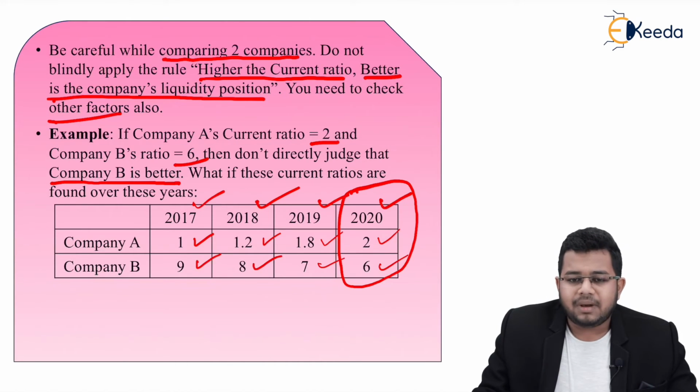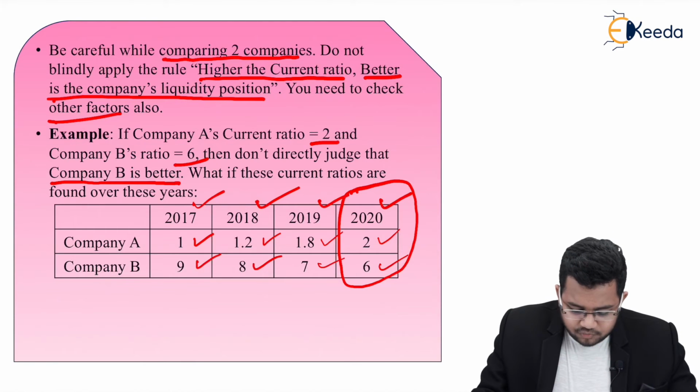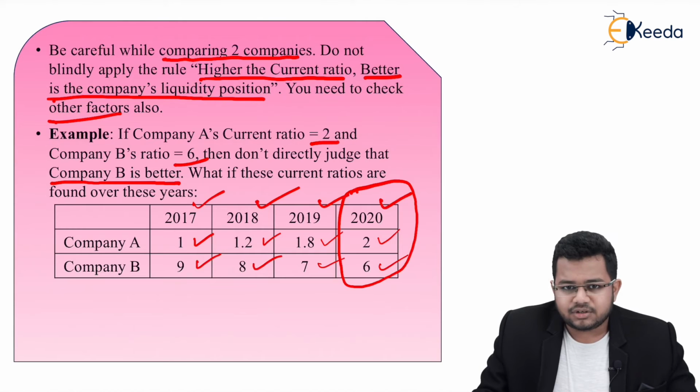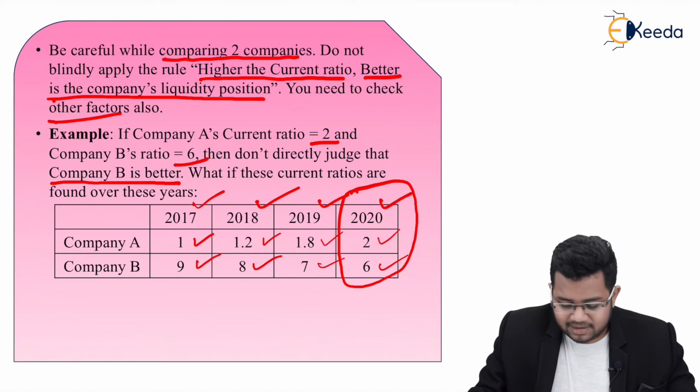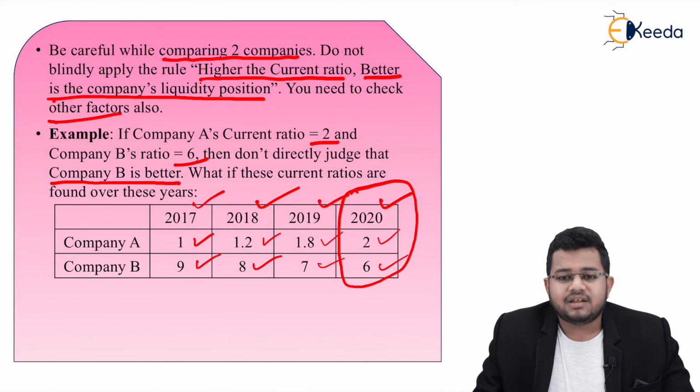See, now you cannot blindly say that company B is better in terms of liquidity. If you've noticed, company A's current ratio has been increasing. 1 से 1.2, 1.2 से 1.8, 1.8 से 2. Whereas company B's current ratio has been falling, 9, फिर 8, फिर 7 and then 6.